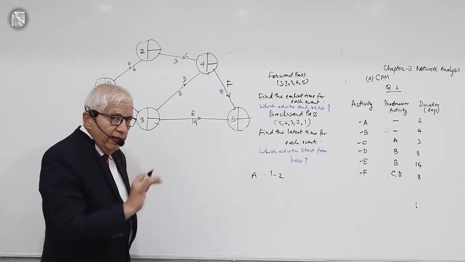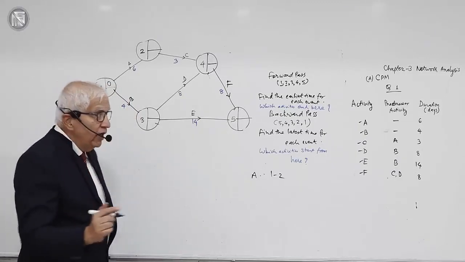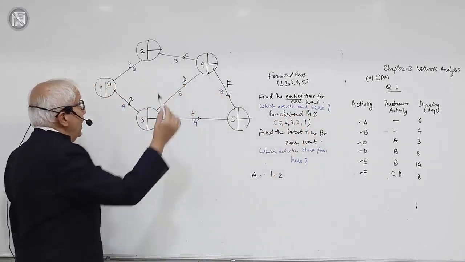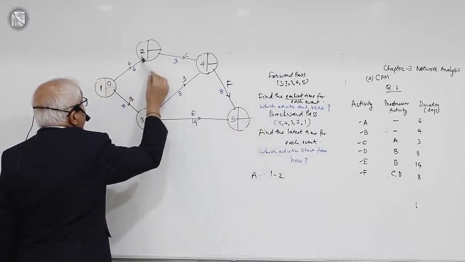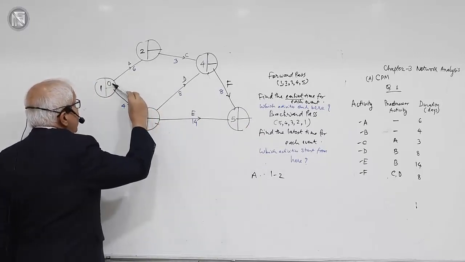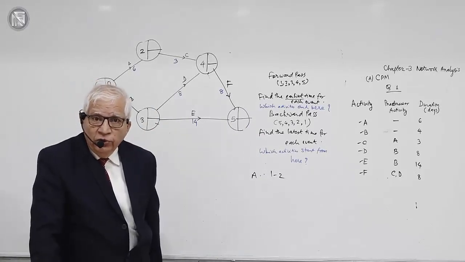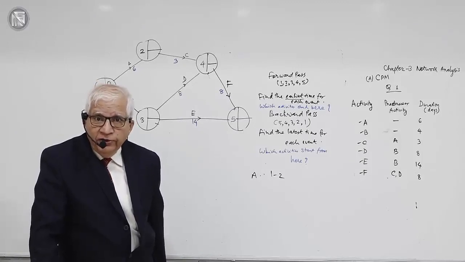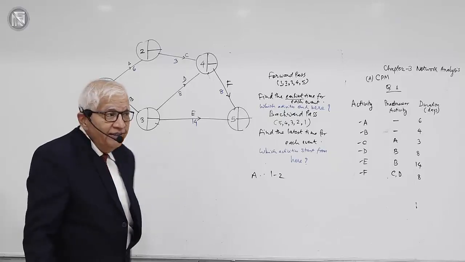So, having said that, I have come to event number 2. My objective is to find out the earliest time for event number 2. So I ask a question, which activities end here? The answer which I get is activity A ends here. Okay. Activity A, what time can it start? When the project starts. Activity A can start at time 0. It takes 6 days for completion because the duration of activity A is 6 days. So when will it be over at the earliest? 0 plus 6. That is 6.